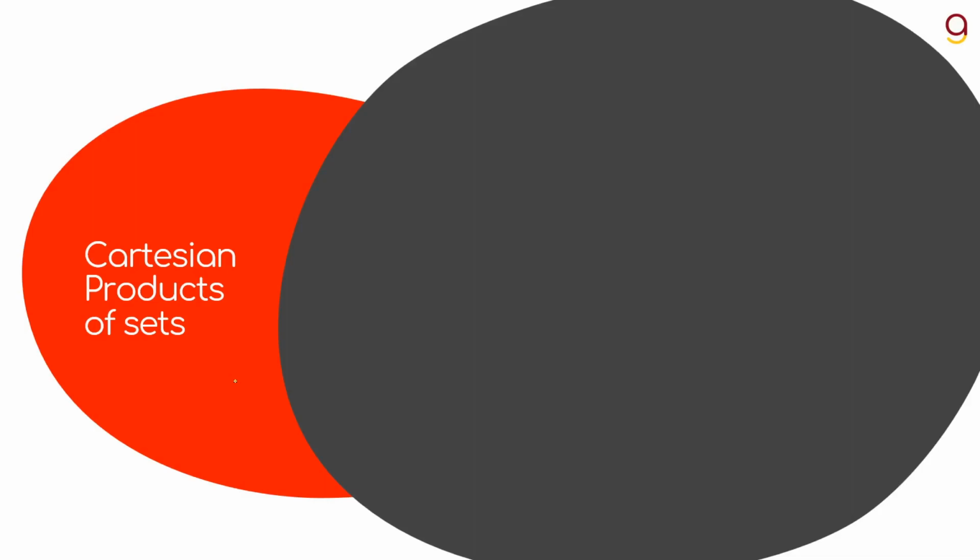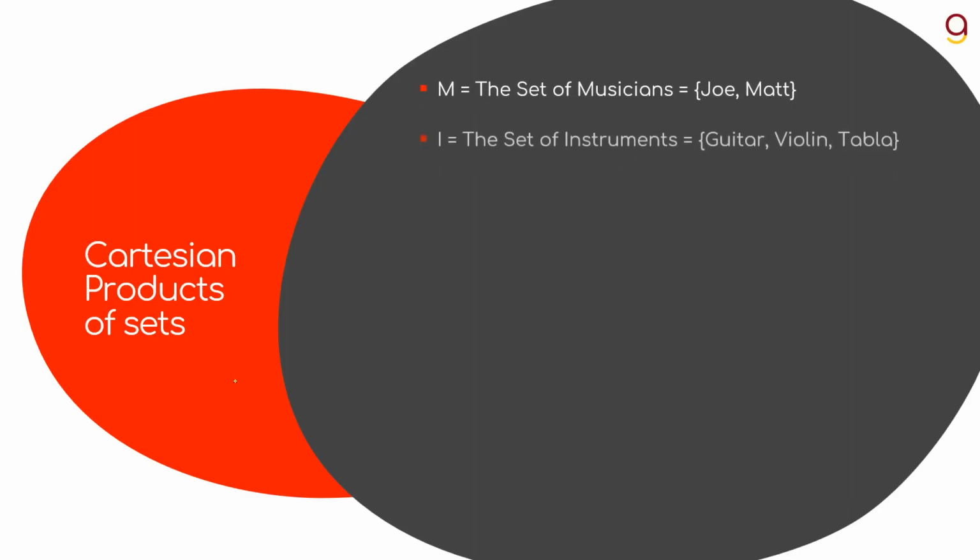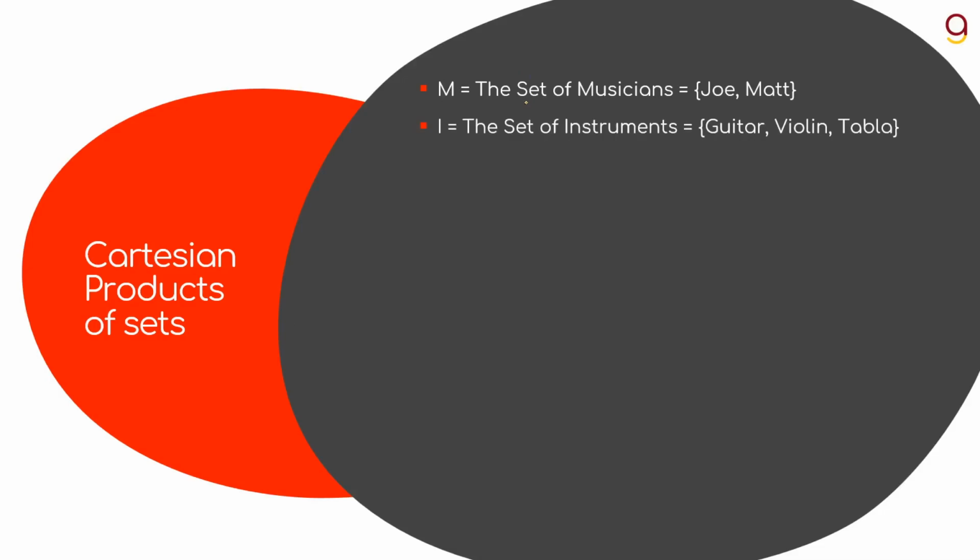So let's consider two sets. Set M, the set of musicians, and set I, the set of musical instruments. The elements of set M are Joe and Matt, and the elements of set I are guitar, violin and tabla. Now, let's see all possible ways in which every musician plays every instrument.